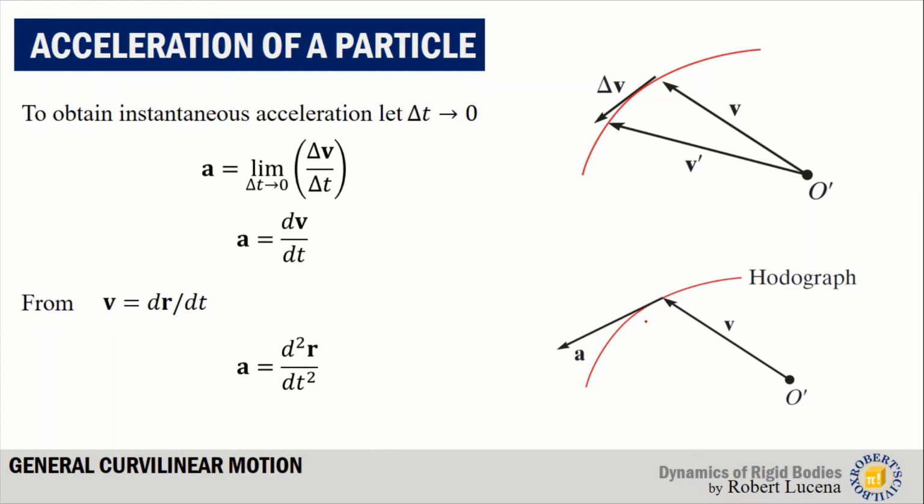Now we can recall that the velocity vector is tangent to the hodograph, but since the derivative of velocity is the acceleration, the acceleration vector is not tangent to the path of motion. And since the acceleration vector is equal to the derivative of the velocity vector, and recall that the velocity vector is equal to dr over dt, we can replace this equation with this one, and they yield this equation of acceleration.